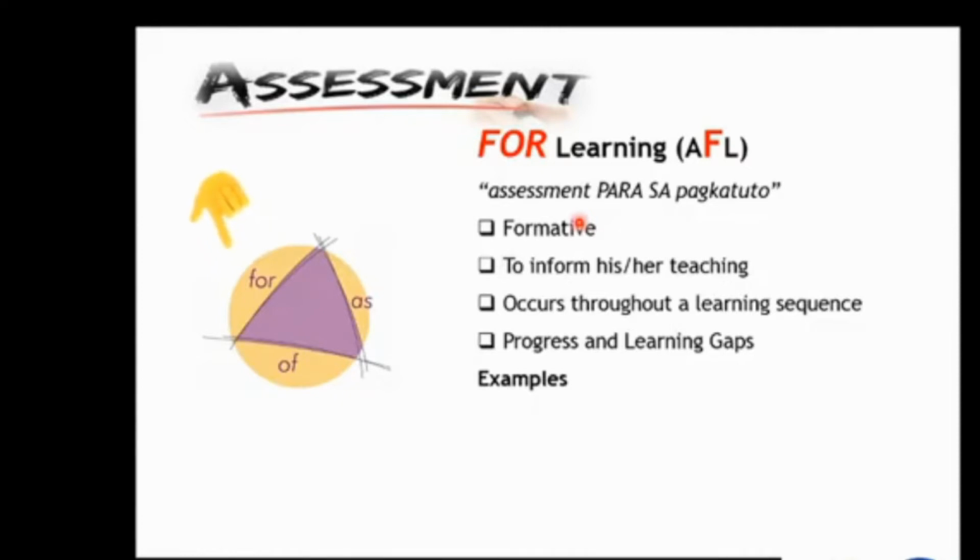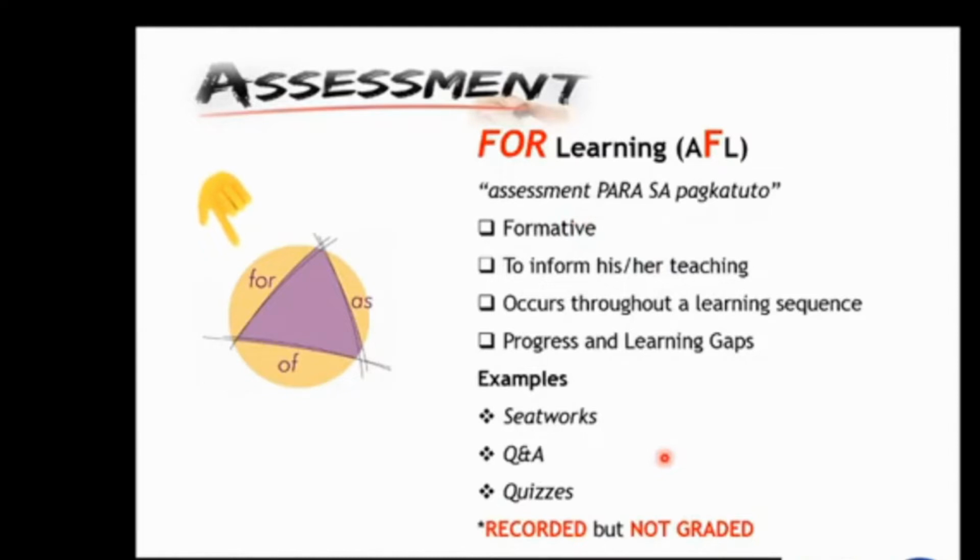Examples for assessment for learning, or AFL, are seatworks, diagnostic test before conducting the real discussion, Q&A during discussion, question and answer during discussion, and even quizzes. Ideally, assessment for learning results are recorded but not graded or not part of the grading. Basically, assessment for learning is done to improve the teaching and learning process.